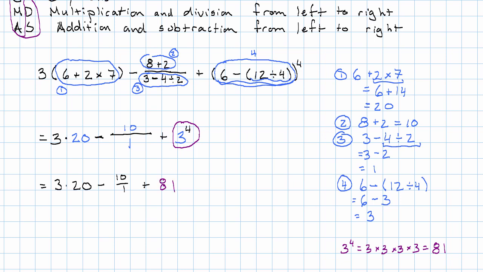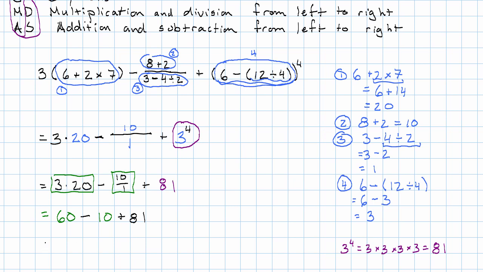What comes after exponents? Multiplication and division. I have 1 block of multiplication, 2 blocks of multiplication. So I'll take 3 times 20 is 60, minus 10 divided by 1. I like dividing by 1, that's 10. And then plus 81 comes along for the ride.